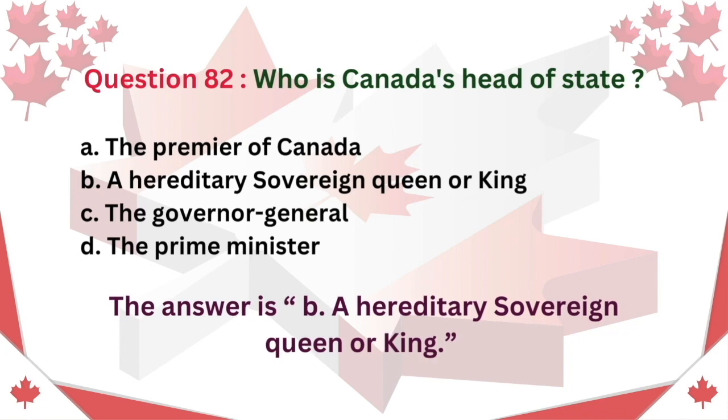Question 82. Who is Canada's head of state? A. The Premier of Canada. B. A hereditary sovereign queen or king. C. The Governor-General. D. The Prime Minister. The answer is B. A hereditary sovereign queen or king.